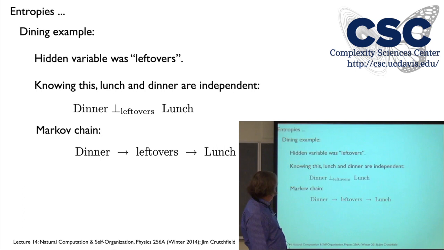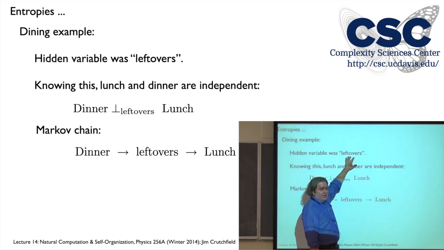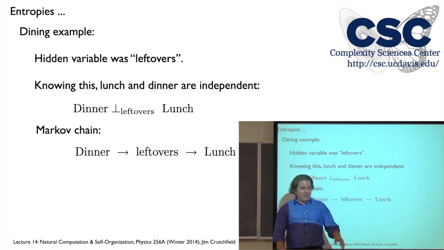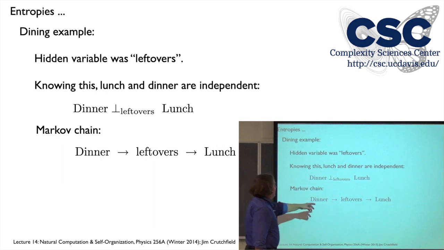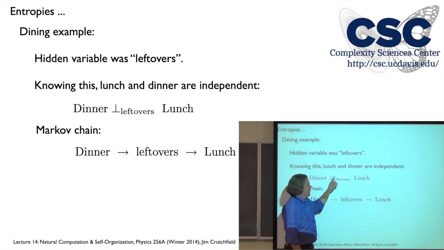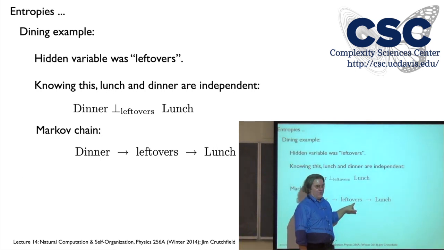Okay, well, just to finish it up. The hidden variable in our cafeteria story was this other thing, leftovers. If someone had come to you and said, leftovers, that's the secret, then, in fact, given that information, lunch and dinner would have been independent, because that was what was being transmitted. So we had a Markov chain. The whole story was a Markov chain. Lunch, this hidden variable, leftovers, dinner.